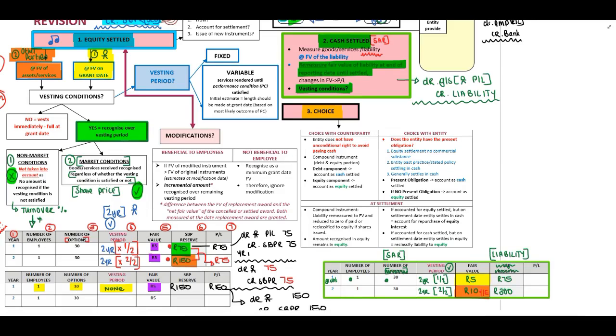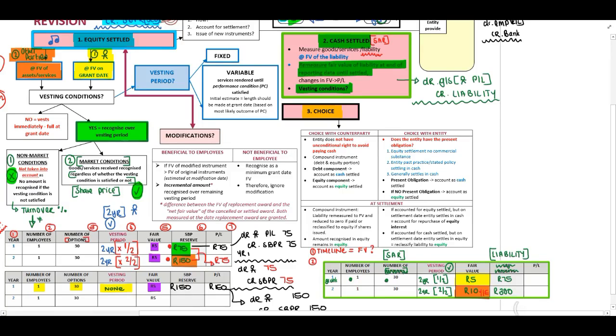Now, when we talk about cash settled, this is my recommendation. Always first include a timeline to ensure that you understand the information and that you are able to identify what the fair value is at the end of each year end. And then secondly, include your table.